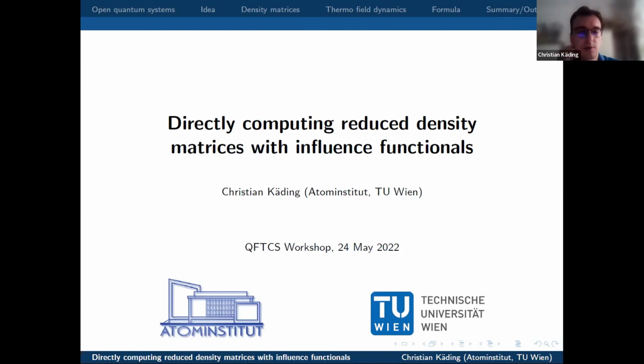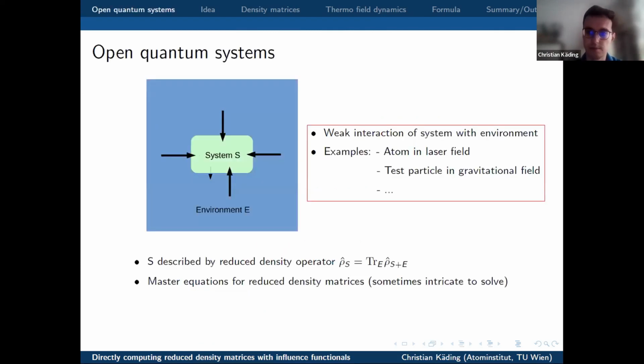And I'm going to talk about how to directly compute reduced density matrices for open quantum systems with influence functionals. And since we have only 50 minutes, I'm going to sketch everything. So more details are, of course, in my corresponding paper. So first of all, what is an open quantum system?